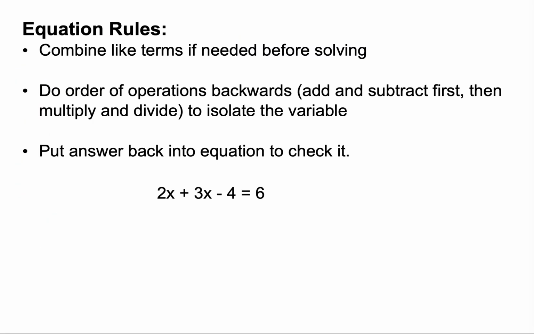All right, let's go ahead and look at this next one. All right, so for equations, we combine like terms if you can before you solve. That's always your first step. Then we do order of operations backwards. So we add and subtract first. Then we multiply or divide to isolate the variable. Then we put the answer back into the equation to check it.